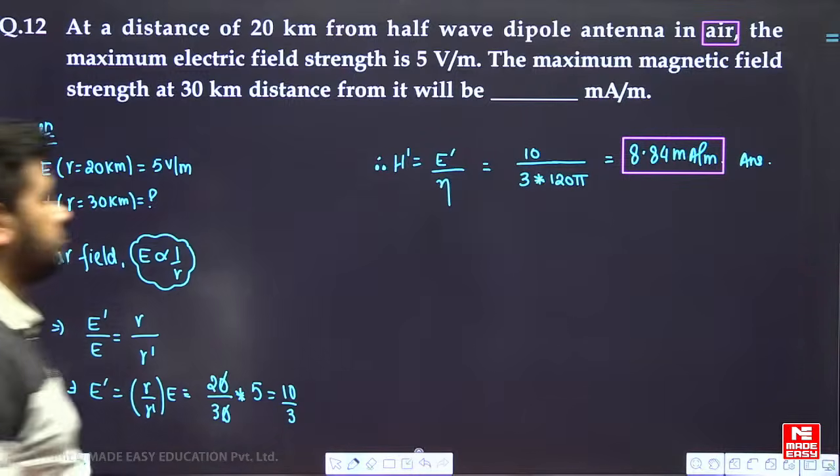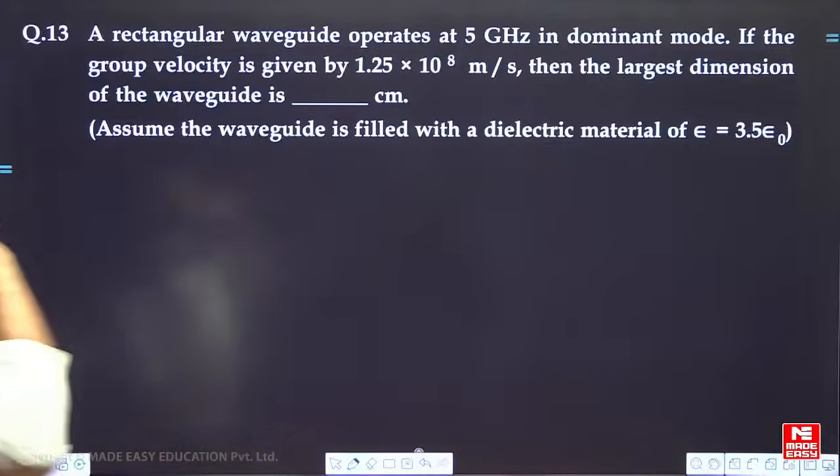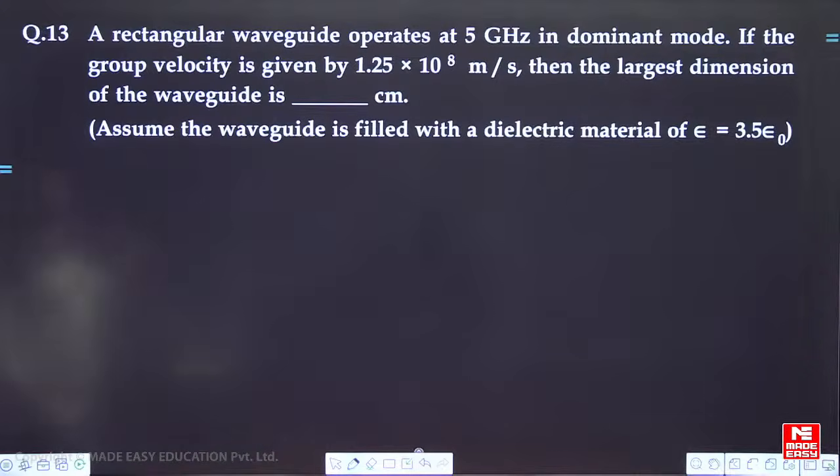Next, question number 13. A rectangular waveguide operates at 5 GHz in dominant mode. If the group velocity is given by 1.25 into 10 to the power 8 meter per second, then the largest dimension of the waveguide is how much? Assume the waveguide is filled with a dielectric material of epsilon equal to 3.5 epsilon naught. Now how will you solve this question? I will give you a few seconds, try it.